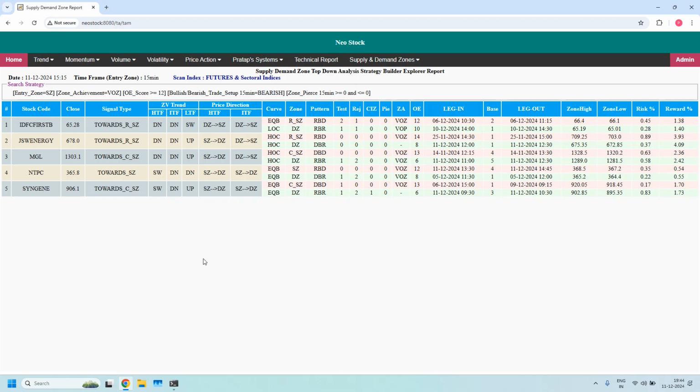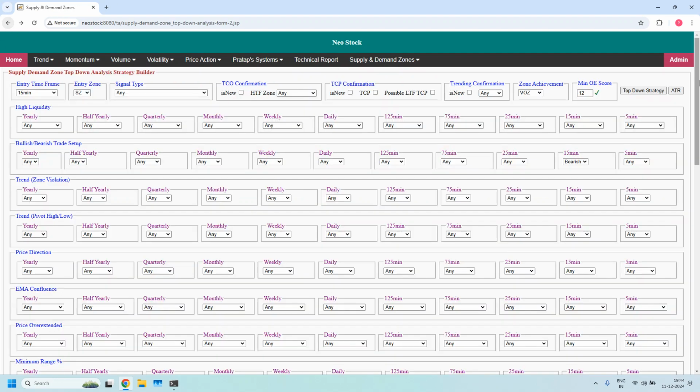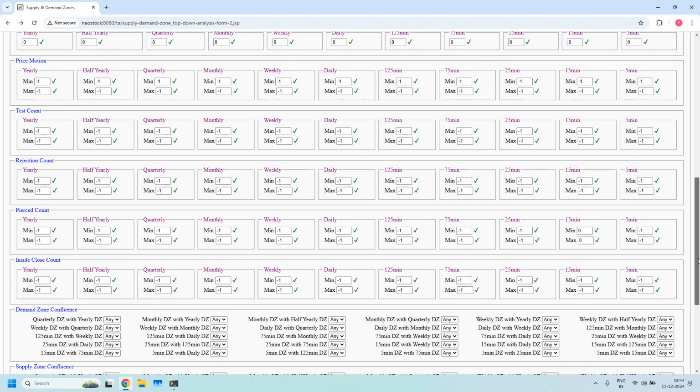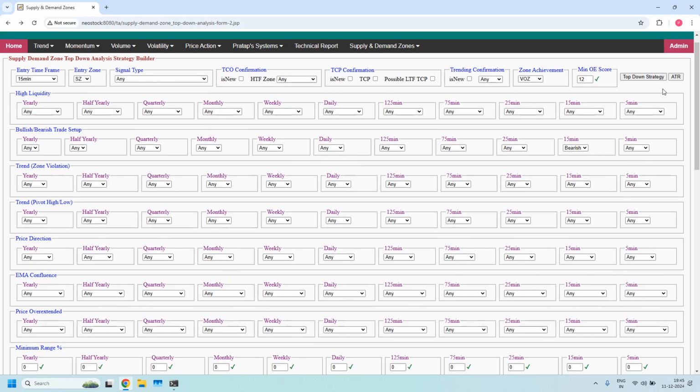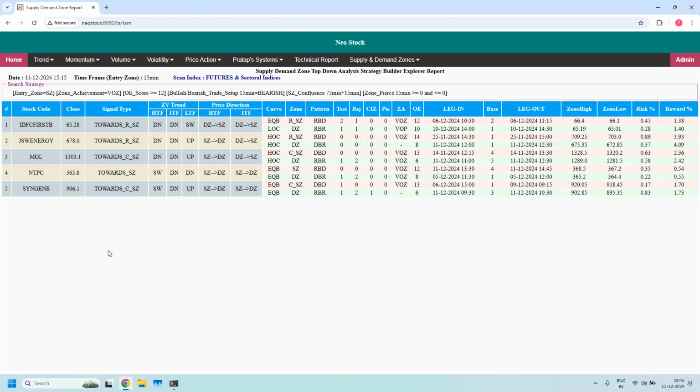First filter is based on LTF and ITF supply zone confluence. That is 15 minutes and 75 minutes supply zone confluence. So I am enabling this filter. So with this filter, out of those 6 stocks, we got 5 stocks. In all these 5 stocks, these 15 minute supply zones are part of these 75 minute supply zones. And the 75 minute trend is down in all the 5 stocks.